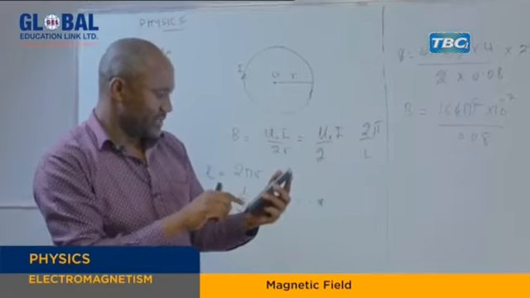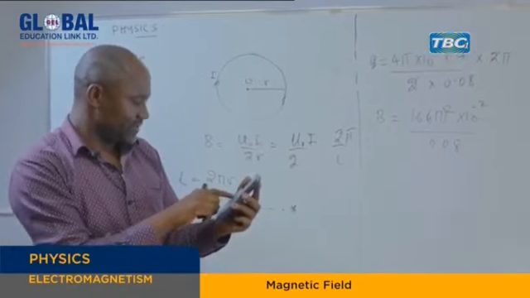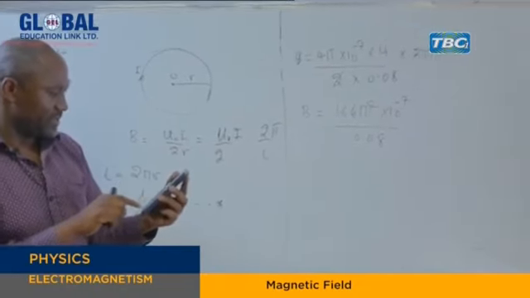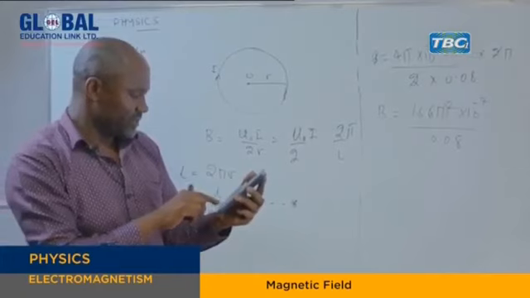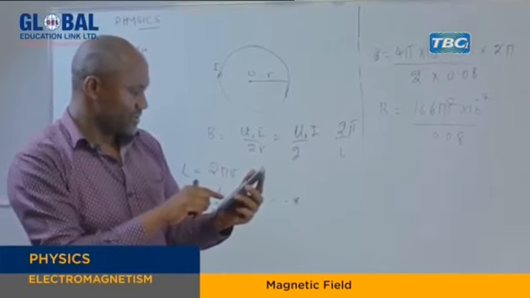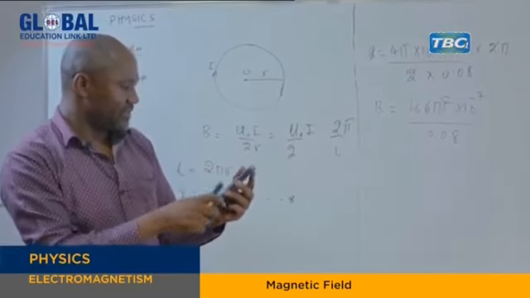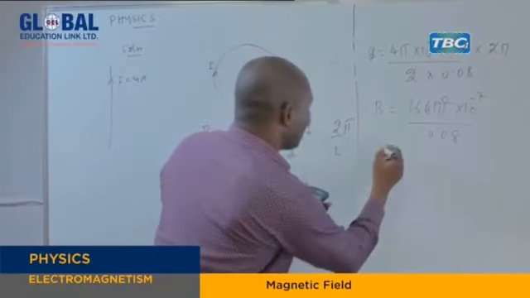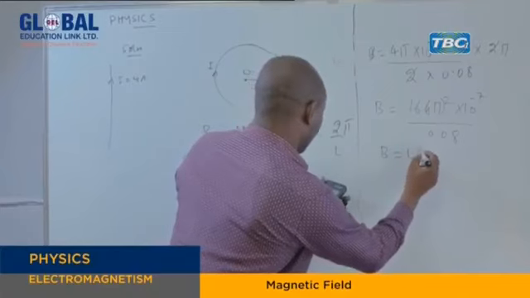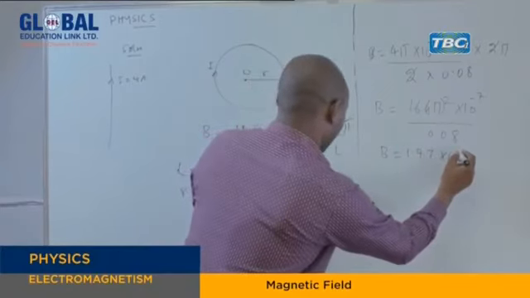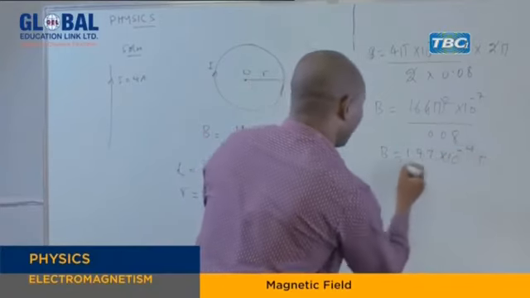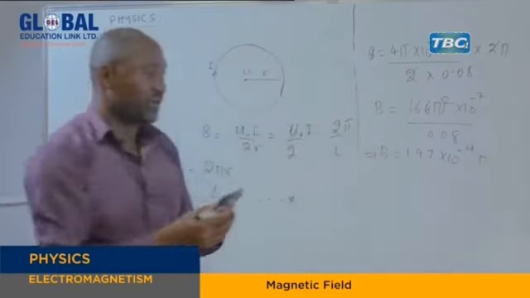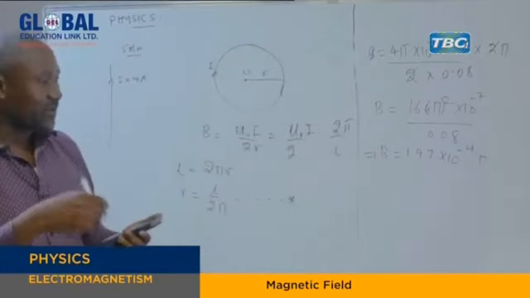(16) times e power negative 7. You get something like that, divided by 0.08. This gives us 1.9. Our B equals 1.97 times 10 negative 4 Tesla. This is for a circular loop.